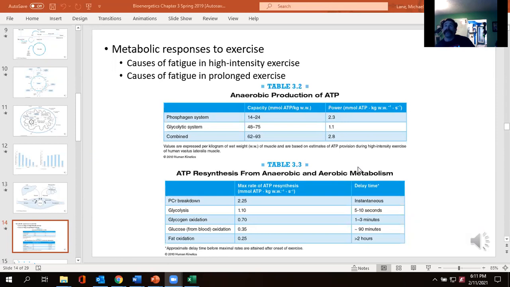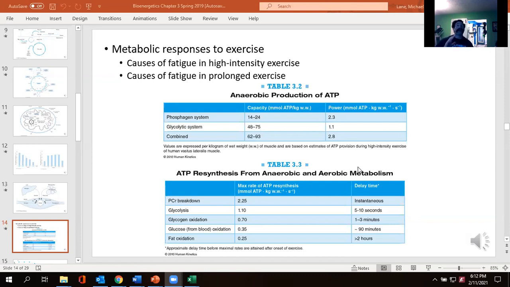The other thing is, are there any byproducts, guys, from the ATP PCR system? Are there any byproducts that we're generating from that? Norm, so are there any byproducts from ATP PCR metabolism? What do you think, buddy? Hey, no worries, Chris, no worries.